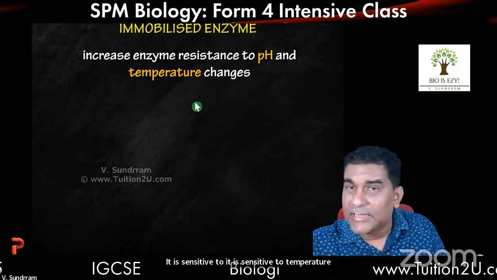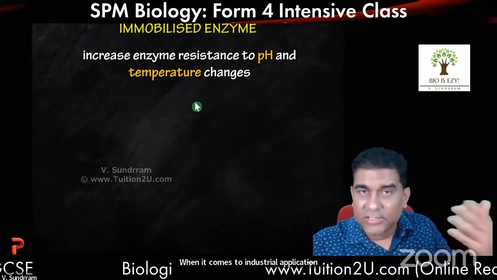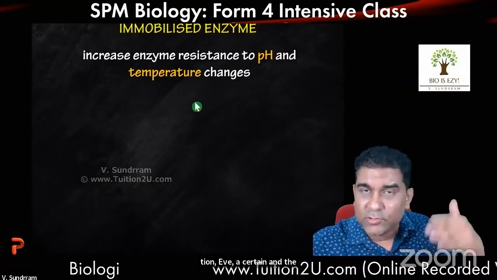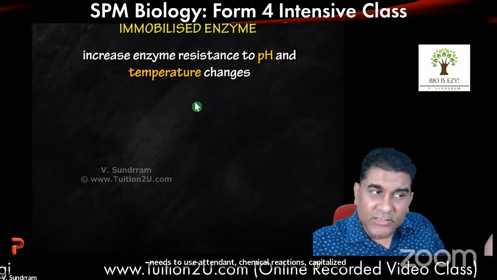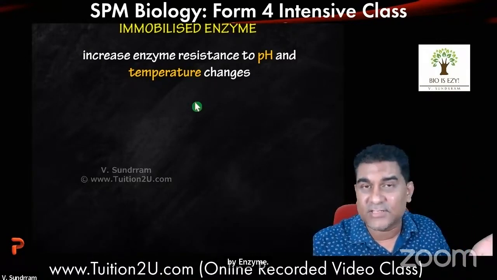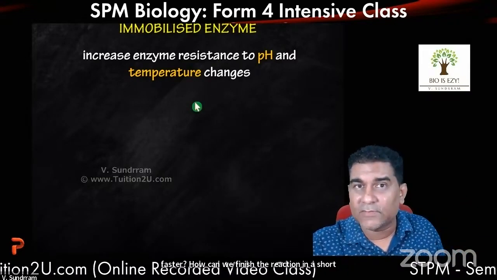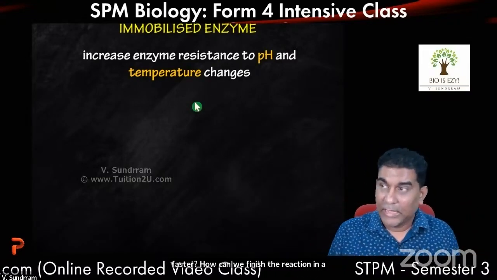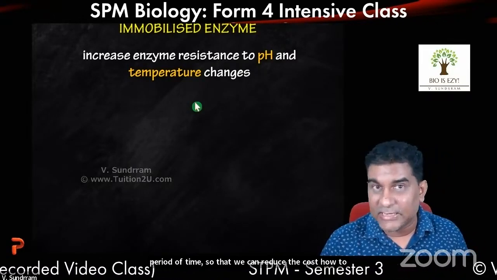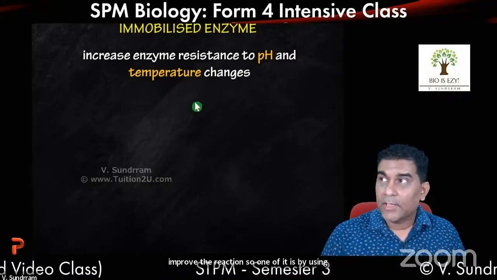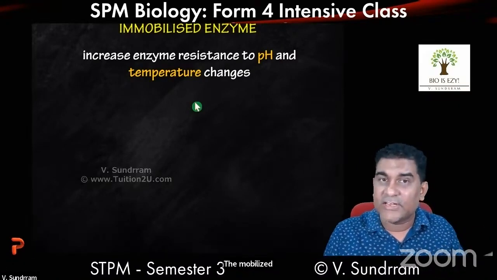When it comes to industrial, commercial application, if a factory needs to use certain chemical reactions catalyzed by enzyme, they are always thinking, how do we make this reaction faster? How can we finish the reaction in a shorter period of time so that we can reduce the cost? How to improve the reaction? One way is by using immobilized enzyme in Form 4. By using immobilized enzyme, you can overcome the limitation of enzyme.